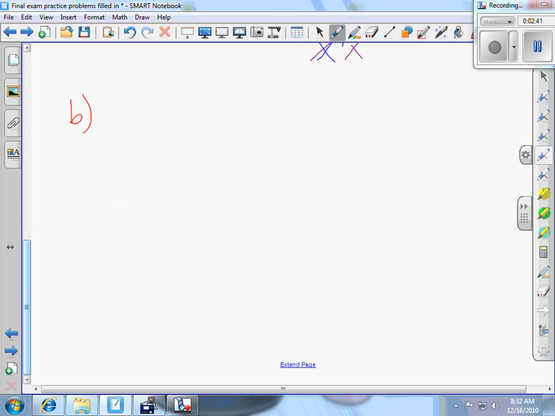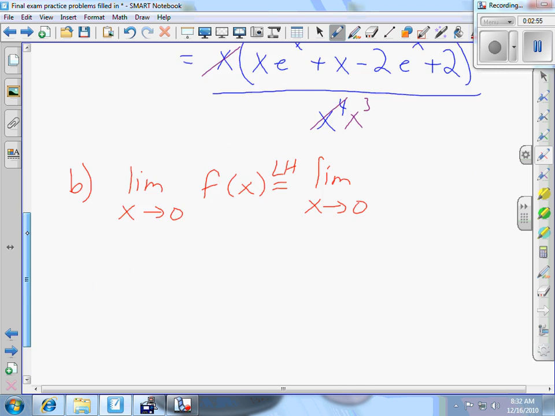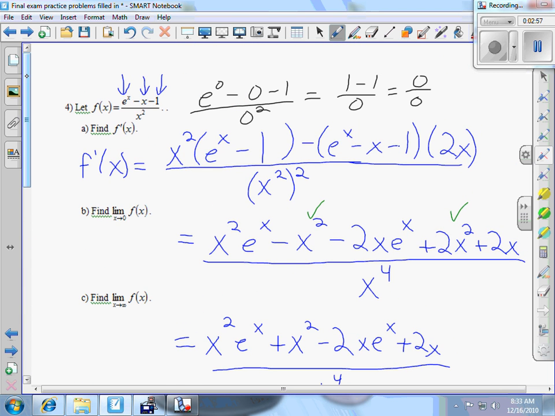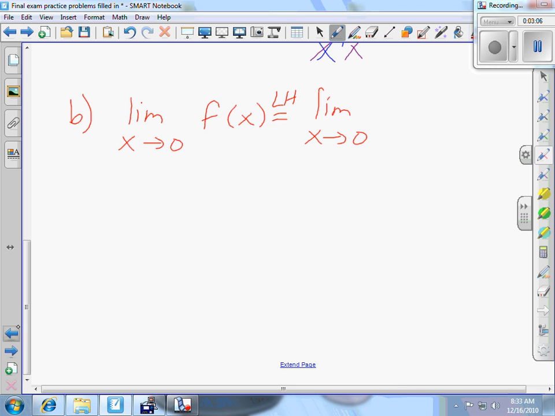This will be part B down here. Okay, so by L'Hopital's rule, because we have one of the indeterminate forms, that 0 over 0, we get to take the derivative of the top and the bottom separately, not the quotient rule. So the derivative upstairs is e to the x minus 1. Downstairs is 2x. Again, not the quotient rule.